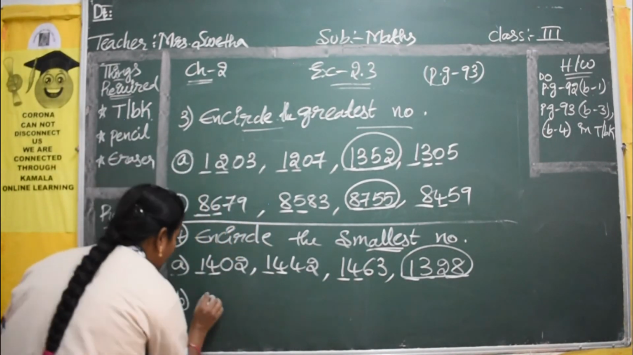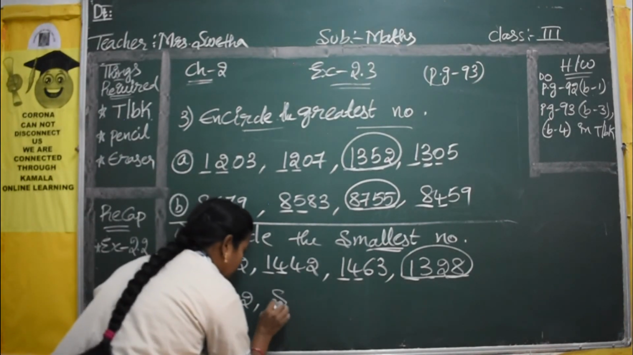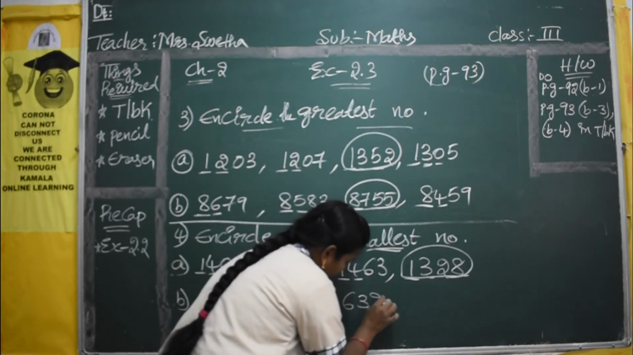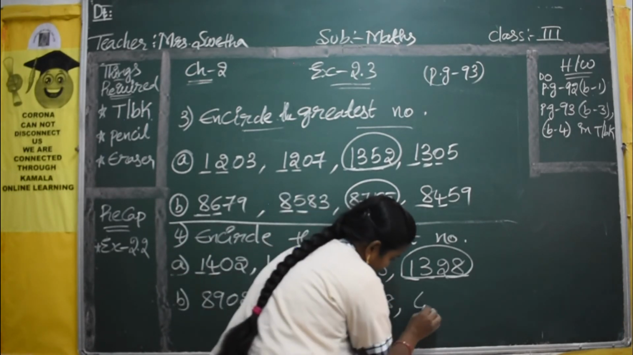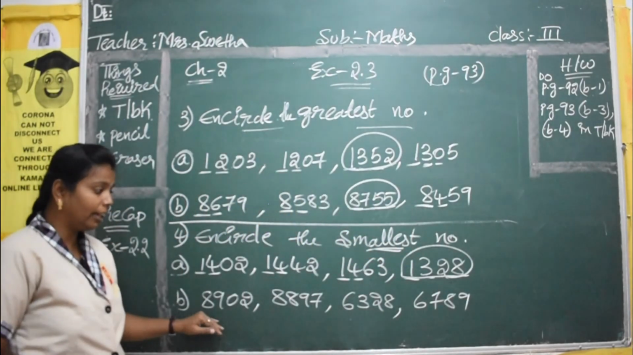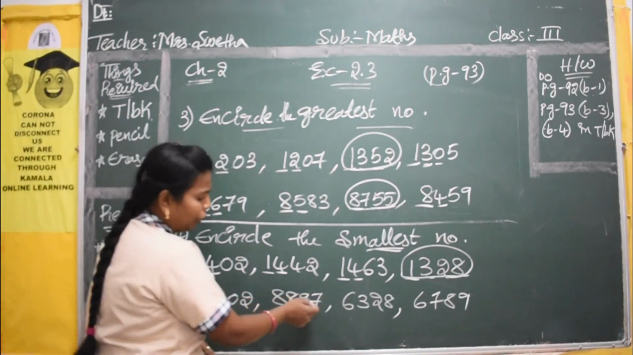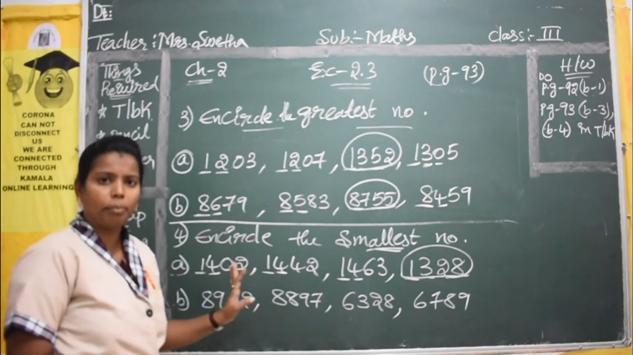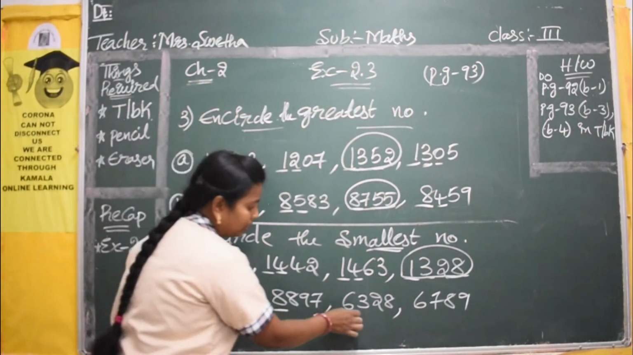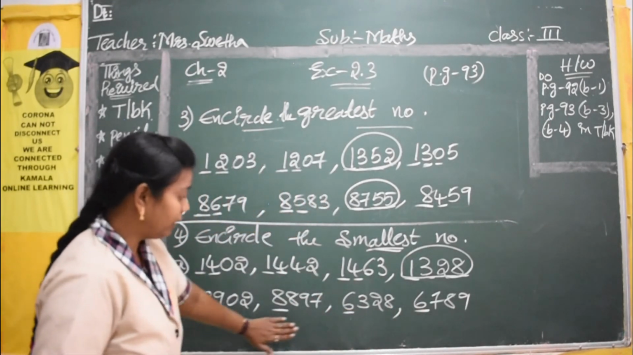See, now the second one. 8902, 8897, 6328. Yes, so you can see, children, here you are again having 4 sets of numbers, and each number has 4 digits only. So now you check by individual numbers. 8, 8, 6, 6. Which is the smallest one?